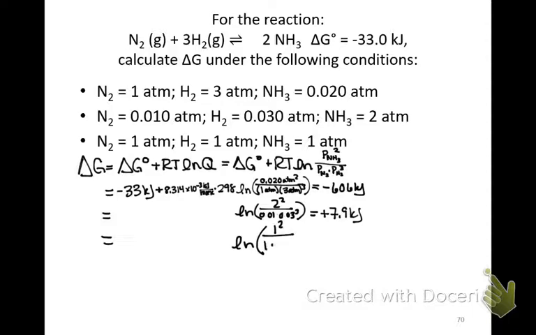Okay, and then if we do the third set of conditions, where everything is 1, squared divided by 1 times 1 cubed, then ln of 1 is 0, so we get negative 33 kilojoules. Okay, so let's talk about this.